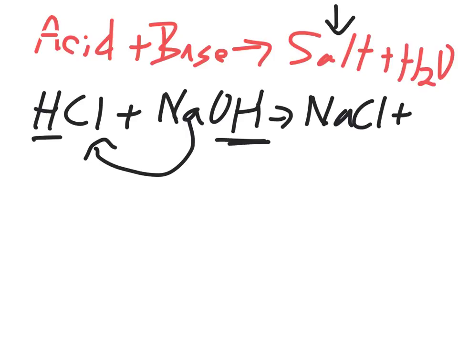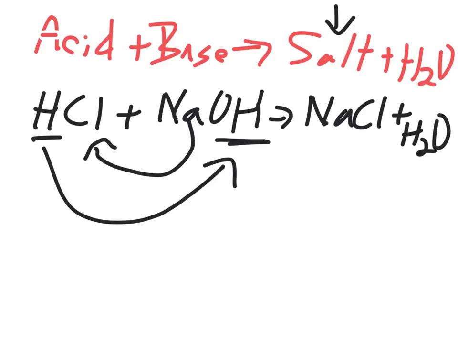Even if it has, let's say, the OH in parentheses with the number? Yep, because remember that comes from your oxidation number, from the crisscrossing. So KCl, KBr, anything that doesn't have an H or an OH is a salt, yes. And then the H and the OH make your water.